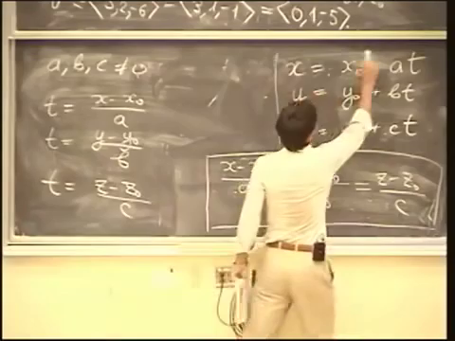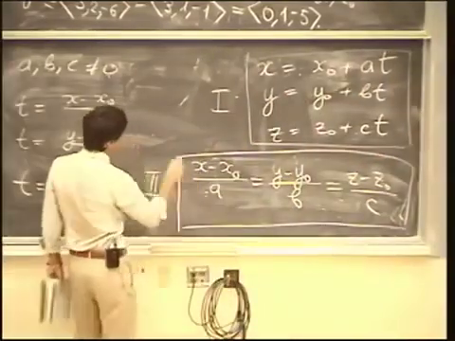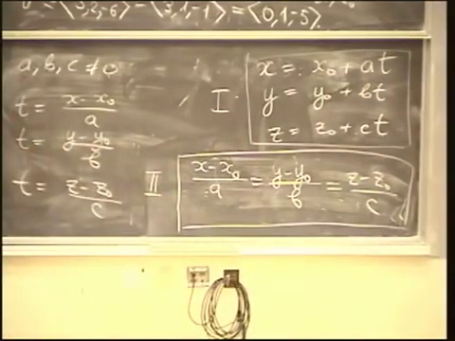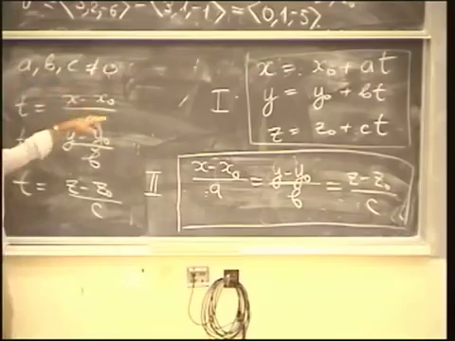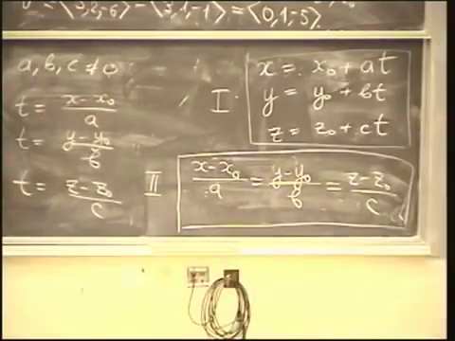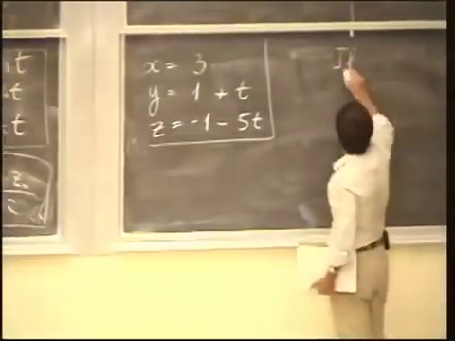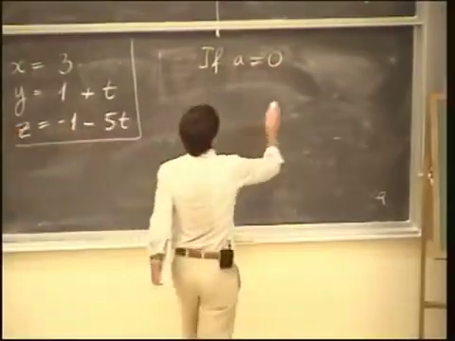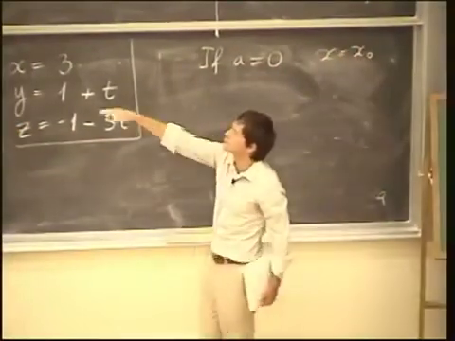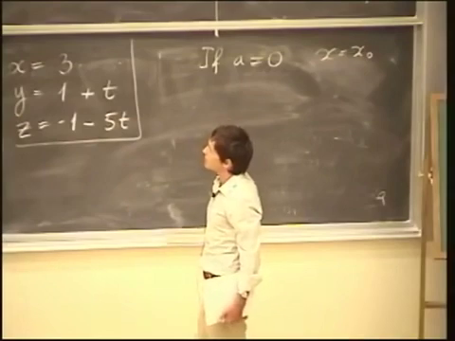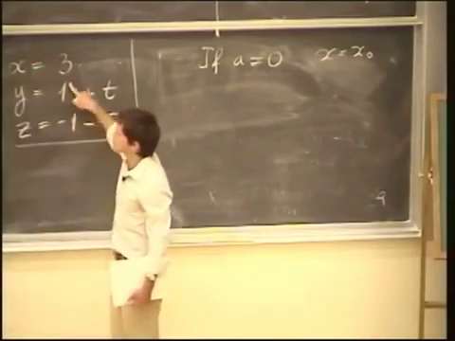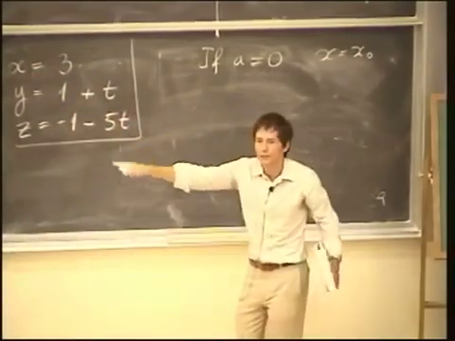This is the first way, and this is the second way. I would like to explain what happens if one of these numbers a, b, c is actually equal to 0, which is the case we have in this particular problem. So if a is equal to 0, then we have the equation x equals x0 instead of x equals x0 plus at. In this case, we cannot express t from the first equation because t is not in this equation. But we can express t still from the second and third equations, provided b and c are non-zero.